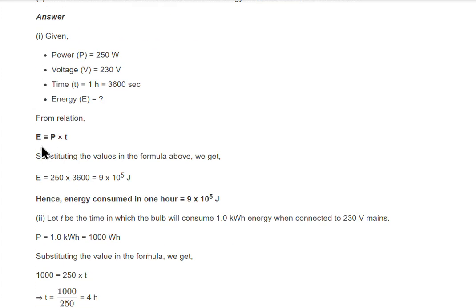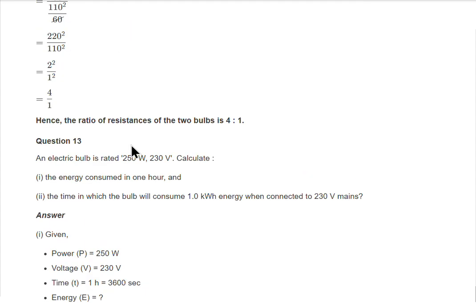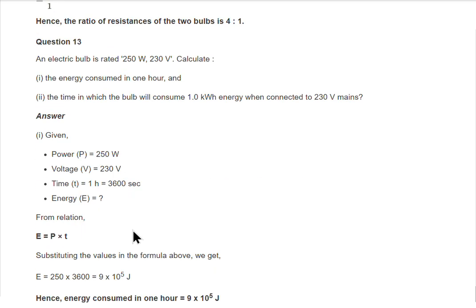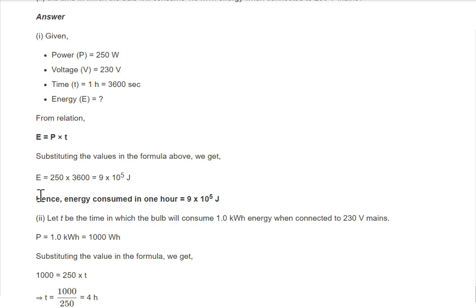Okay, in the first case energy is P times T. Energy consumed in 1 hour: time is given, energy we need to find out. In the second case energy is given, time we need to find out. Anyway the formula is E equal to P times T. So in the first case P is 250 and time is 1 hour, that is 3600 seconds. So that is 9 times 10 to the power 5 joule.